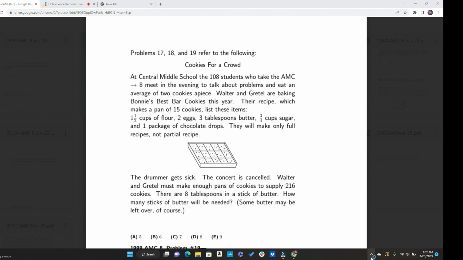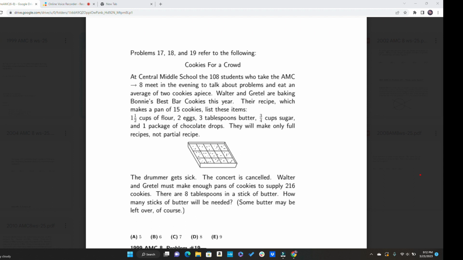Okay, and finally, the drummer gets sick. This concert is just full of turmoil, it seems. But that's okay, life happens. So the concert is canceled. Walter and Gretel must make enough pans of cookies to supply 216 cookies. There are 8 tablespoons in a stick of butter. How many sticks of butter will be needed?